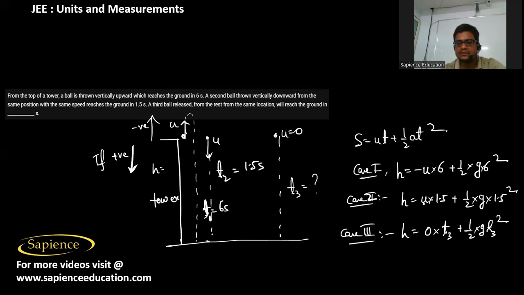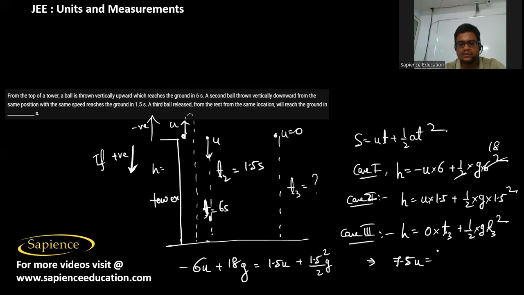Now here, if we take the first case and the second case, then we can say that minus 6u plus 18g, since half into 36 is 18, is equal to 1.5u plus 1.5 square by 2 into g. So therefore we can say that 7.5u is equal to 18g minus 1.5 whole square by 2 into g.